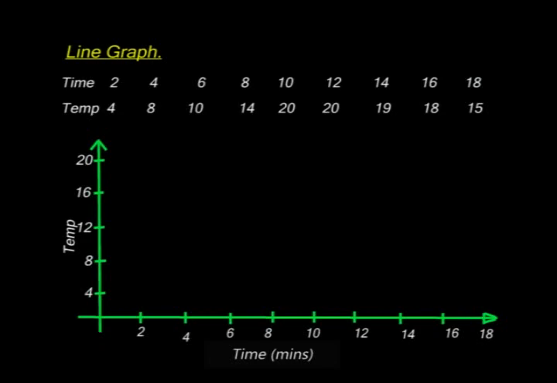So from the table, after 2 minutes, the temperature is 4 degrees Celsius. I mark that. 4 minutes is 8 degrees Celsius. I have that. 6 minutes is 10. 8 minutes, I have 14. 10 minutes, I have 20.